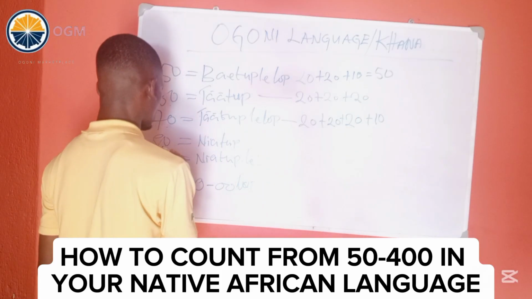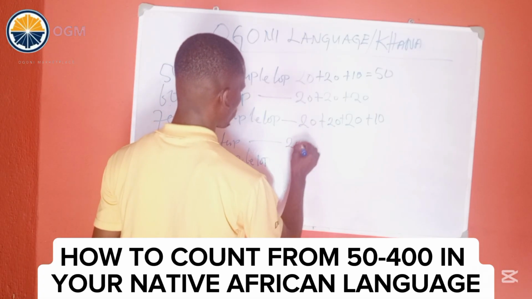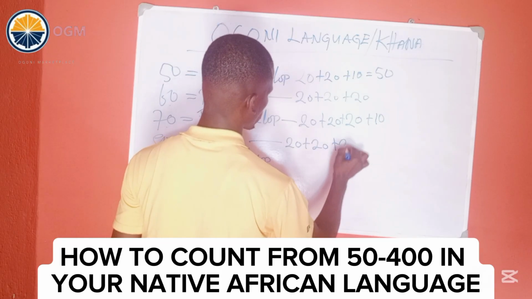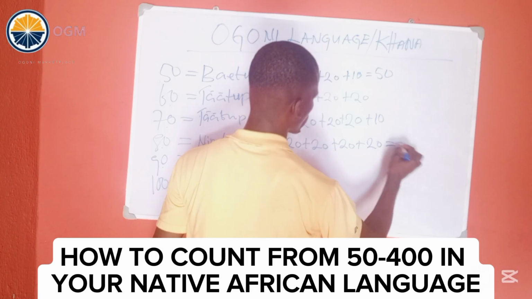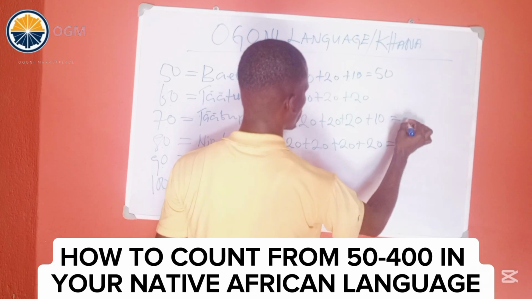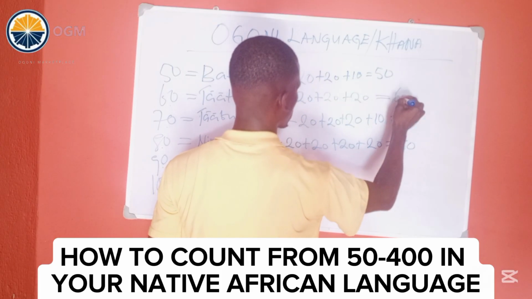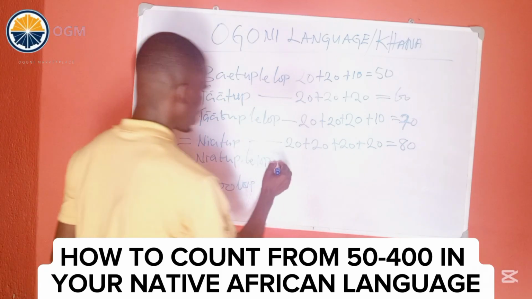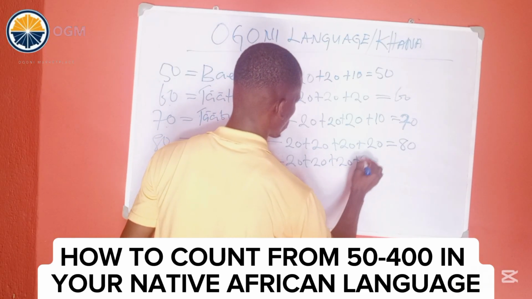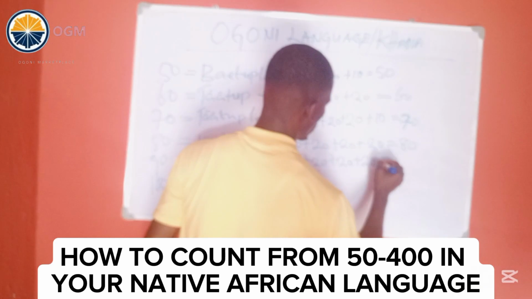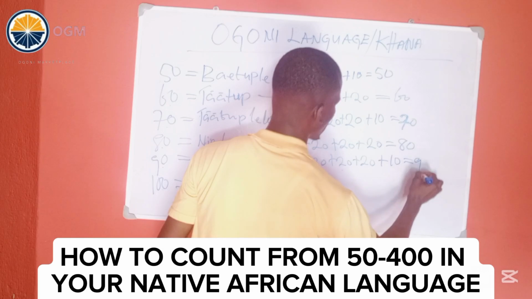Here is 80. So it is 4 in number, 420. So it will be this way, 20 plus 20 plus 20 plus another 20 will give you equal to 80. Here equal to 70. Here equal to 60. So likewise 90 here, you add 20 plus 20 plus 20 plus 20. 1, 2, 3, 4. 4 plus 10 equal to 90.